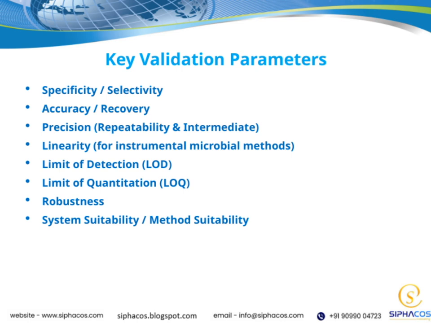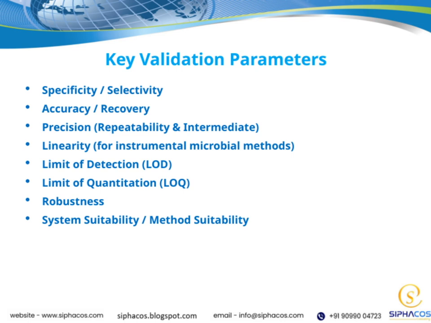Moving on, precision is essential and includes repeatability and intermediate precision. Repeatability looks at consistency under the same conditions over a short period, and intermediate precision considers variations across different days, analysts, or equipment. Linearity is particularly important for instrumental microbial methods. It shows whether our method produces results that are directly proportional to the analyte concentration over a specified range.